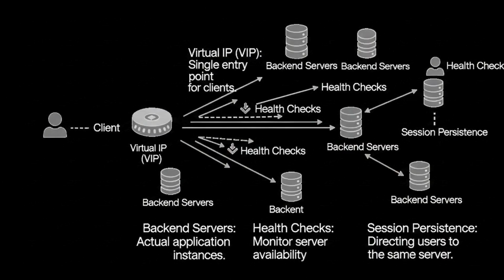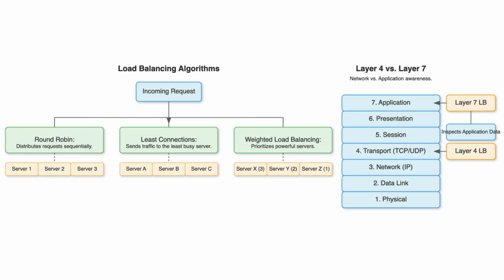The how of traffic distribution largely depends on the chosen algorithm. The simplest is round robin, where requests are distributed sequentially, one after another, to each server in the pool. It's fair, but doesn't account for server capacity. A more intelligent approach is least connections, which directs new requests to the server with the fewest active connections, aiming to keep workloads balanced more dynamically. Then there's weighted load balancing, where you assign a weight to each server. More powerful or newer servers can receive a higher weight, meaning they get a larger proportion of traffic.